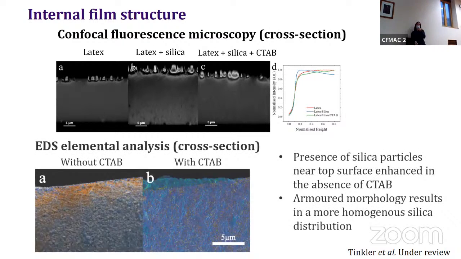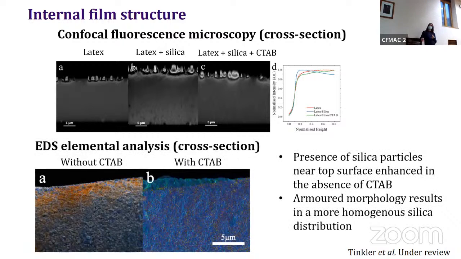We also did EDS of the cross section. Without CTAB, you can see all the silicon element, which is the orange here, quite concentrated at the top. You have quite an intense layer at the top, but when you add the CTAB, it's more distributed all over. So you can swap, just by adding surfactant, between different morphologies that you want to have within the film.